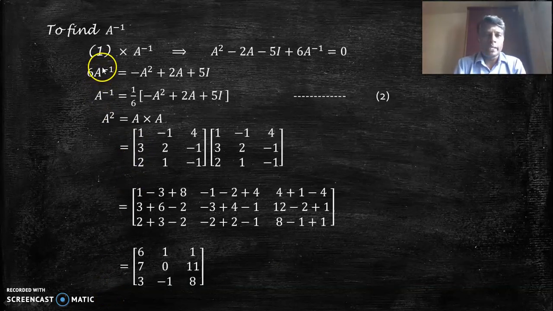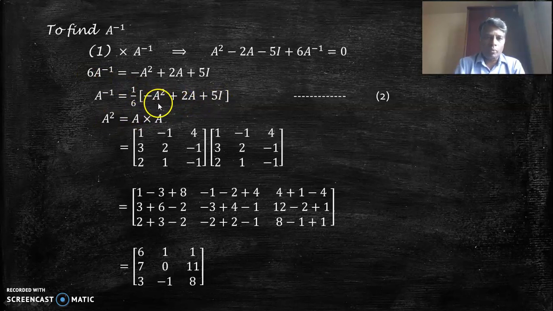Now we multiply equation 1 by A inverse. This becomes A square minus 2A minus 5I plus 6A inverse equal to 0. So we find 6A inverse equal to minus A square plus 2A plus 5I. We write the other terms to the right side. We get the expansion: A inverse equal to 1 by 6 into (minus A square plus 2A plus 5I).